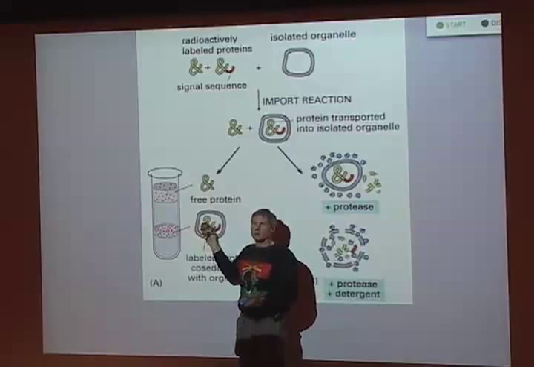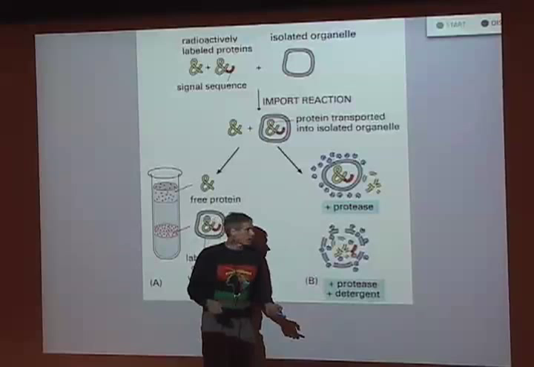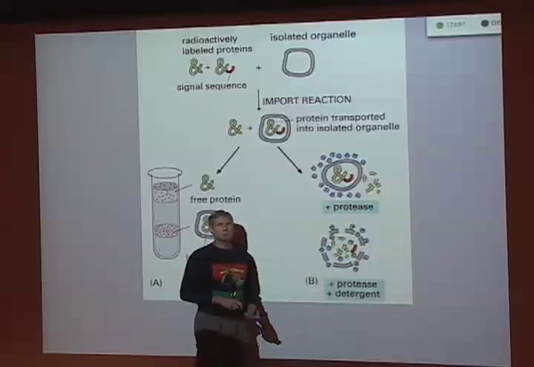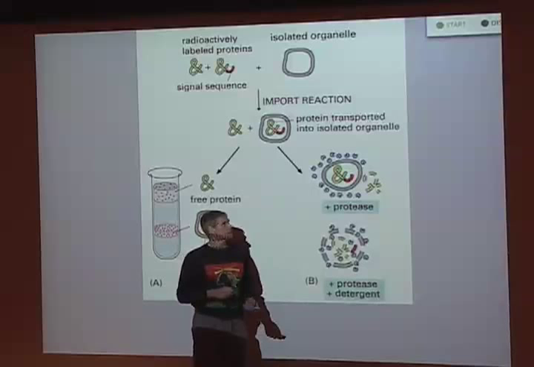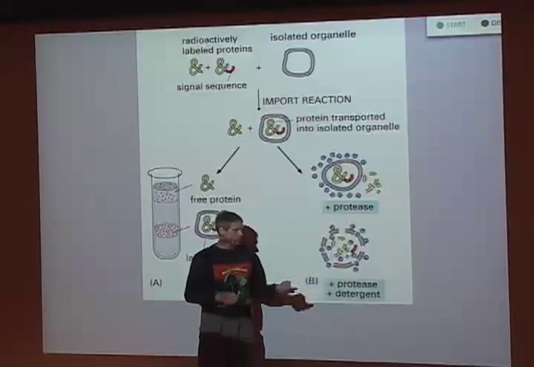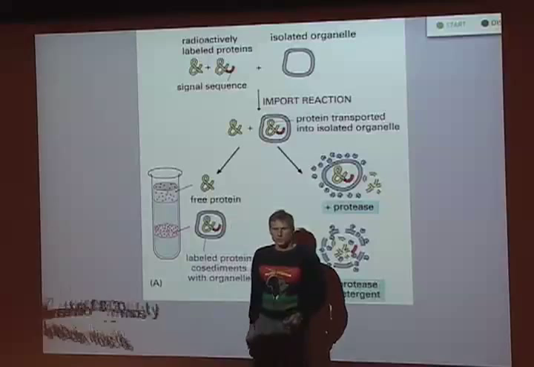You can tell whether it's inside or attached by adding a protease to the vesicles. It chews up all the free proteins or anything that's just attached to the surface. Protein that's been imported, because it has its signal sequence, will be protected from the protease. You can tell that the protease is working if you add detergent, which disrupts the membrane, and then the protease will chew up the protein. So that's how people discover these kinds of things.